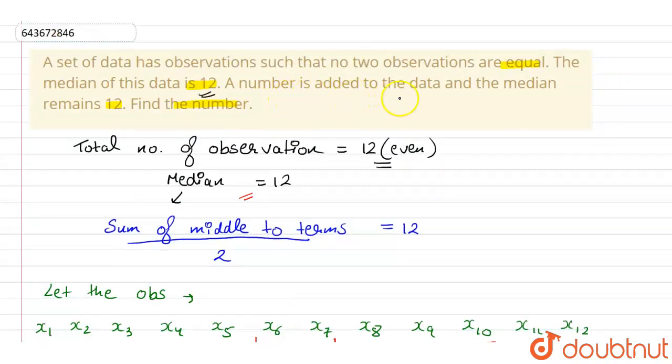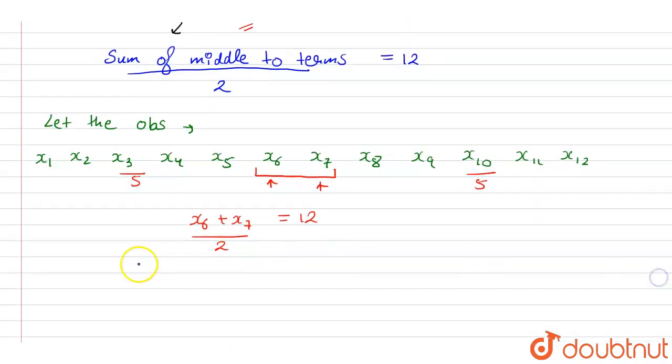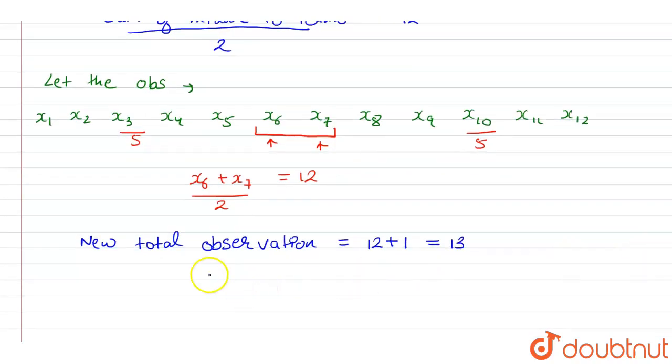Now in the question it was also given that a number is added to this data and the median remains 12. Now a number is added, therefore the new total number of observations will be 12 plus 1, that is 13, and the median remains the same. The median is equal to 12 because it is said that it remains the same. And now the number of observations is odd, that is 13 is odd.